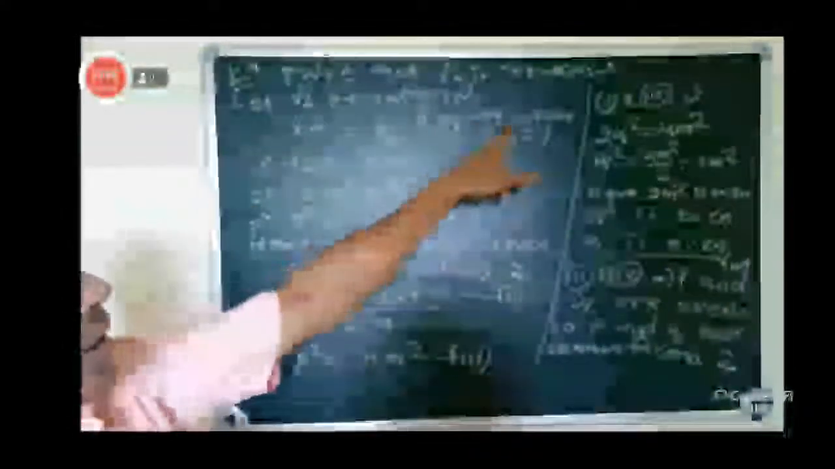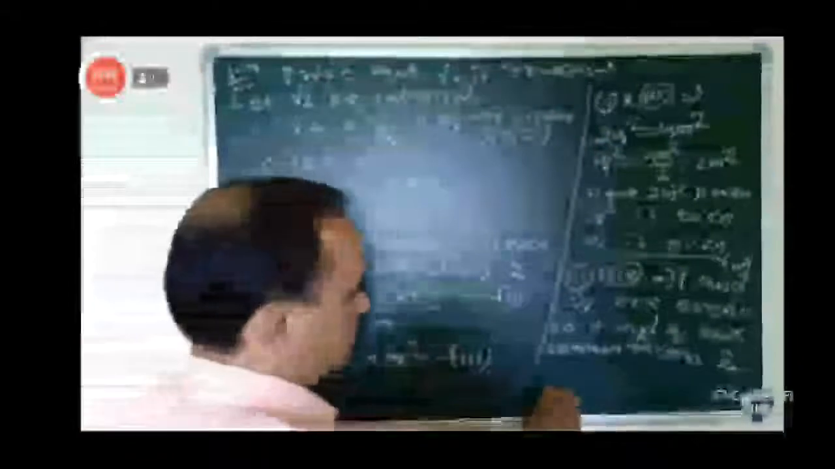So p and q have common factor 2, but we know that p and q are co-prime. That contradicts the statement. So by this contradiction, root 2 is irrational.